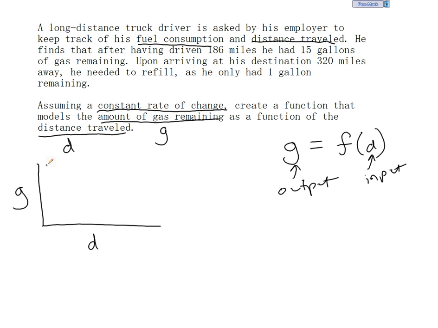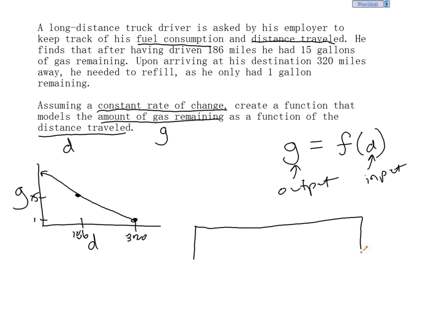Well, we already see that as he's 186 miles out, he only has 15 gallons of gas left, but then as he gets to his destination 320 miles away, he only has 1 gallon left. So we can see that this is going to be a decreasing function, that our output, our gallons, are going to be decreasing as we drive more and more, and we would expect that. So let's think about this in terms of a table.